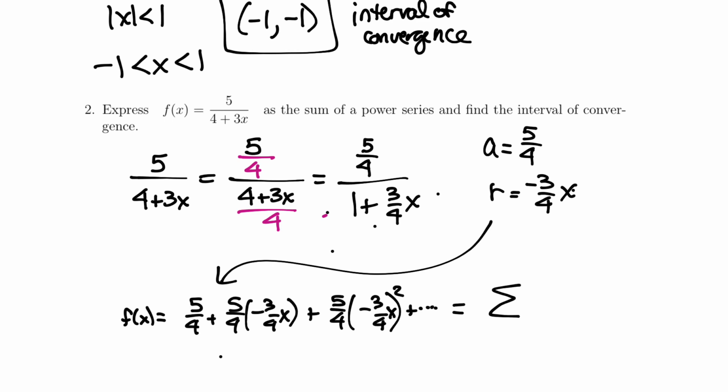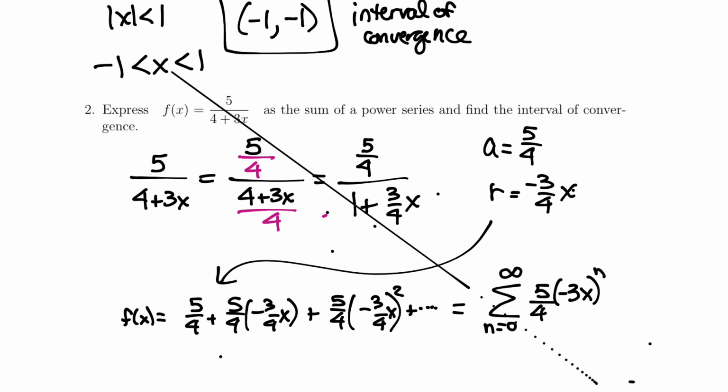I got the sum from n equals 0 to infinity of 5, and then parentheses 3x at the end, and then all that over 4. Hang on. Almost. Slow me down. Let's make sure. 5/4 has to be outside, right? And what's inside is going to be this. Perfect. Do you see why? Yes.